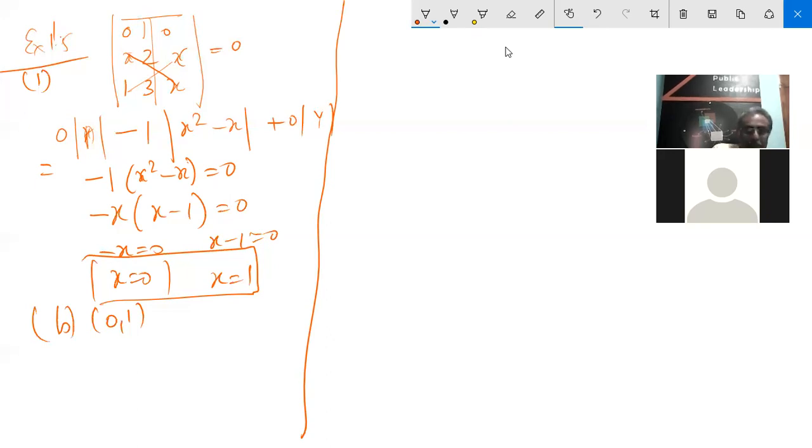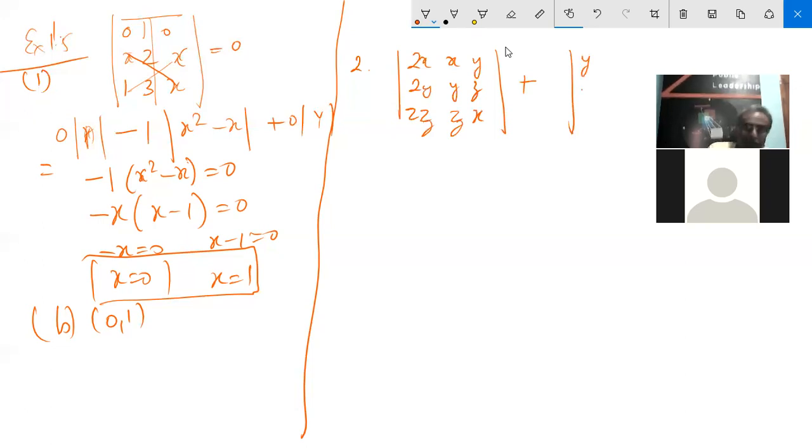Now second sum. Let us do the second sum. We'll try that. 2x plus 5, 2y plus z, 2z plus x. How do you do it? You have to split it into 2 matrices. 2x, x, y, 2y, y, z, then 2z, z, x. Plus y, y, z, x, again x, y, z, y, z, x. Now this is all you have to do. Value of this thing.